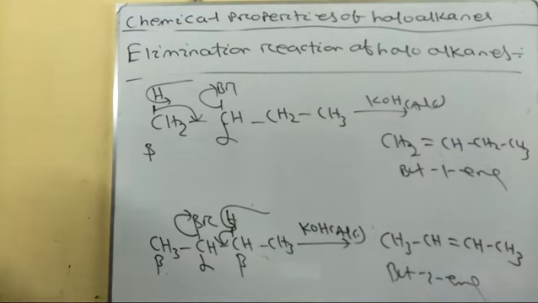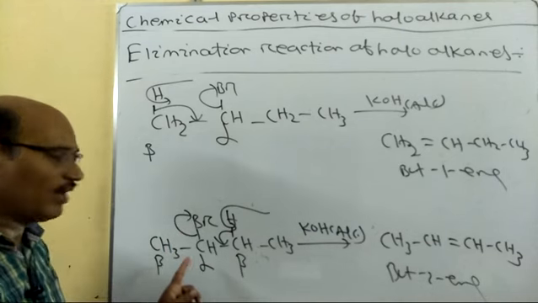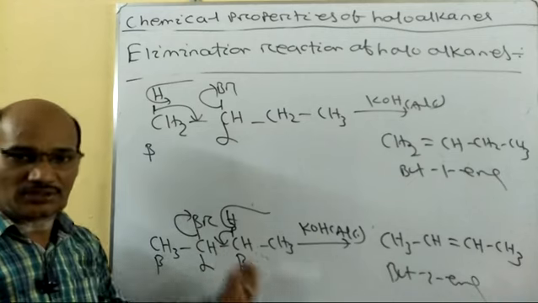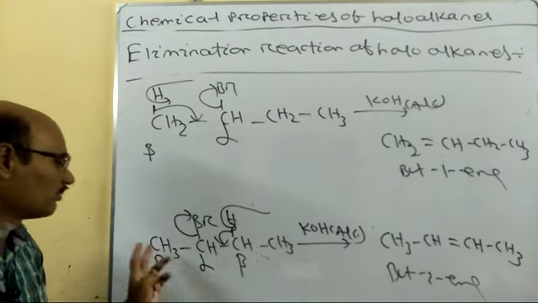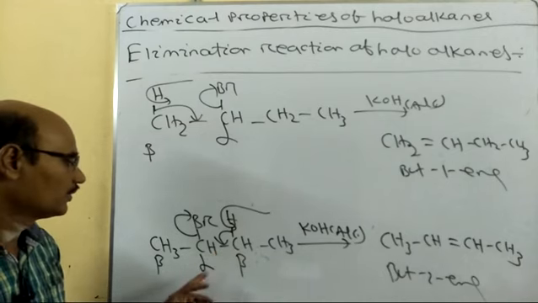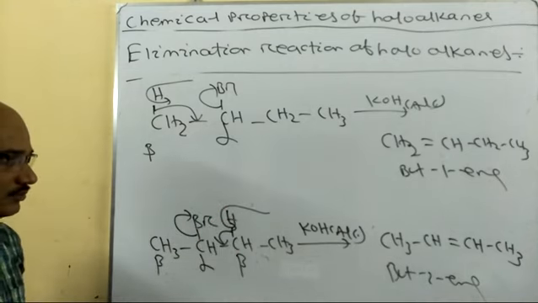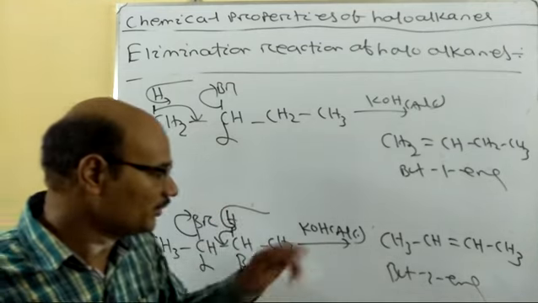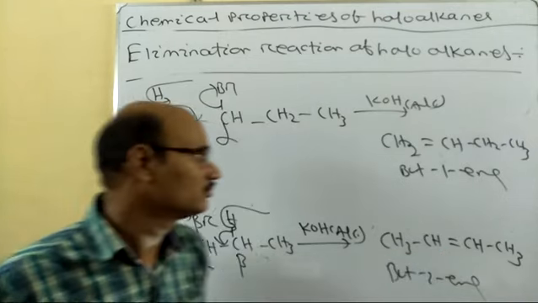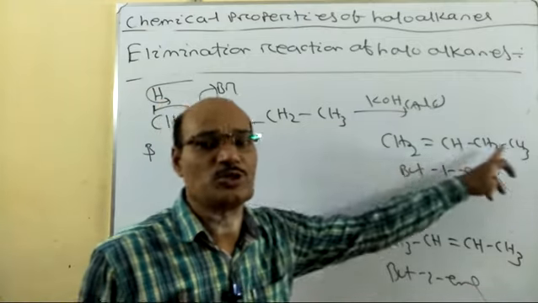So whenever we have an unsymmetrical haloalkane, we can eliminate the hydrogen atom from both sides, from both the beta carbons. Then we are getting two different products. One is, here you see, a double bond with more alkyl group substitution, and here a double bond with less alkyl group substitution.